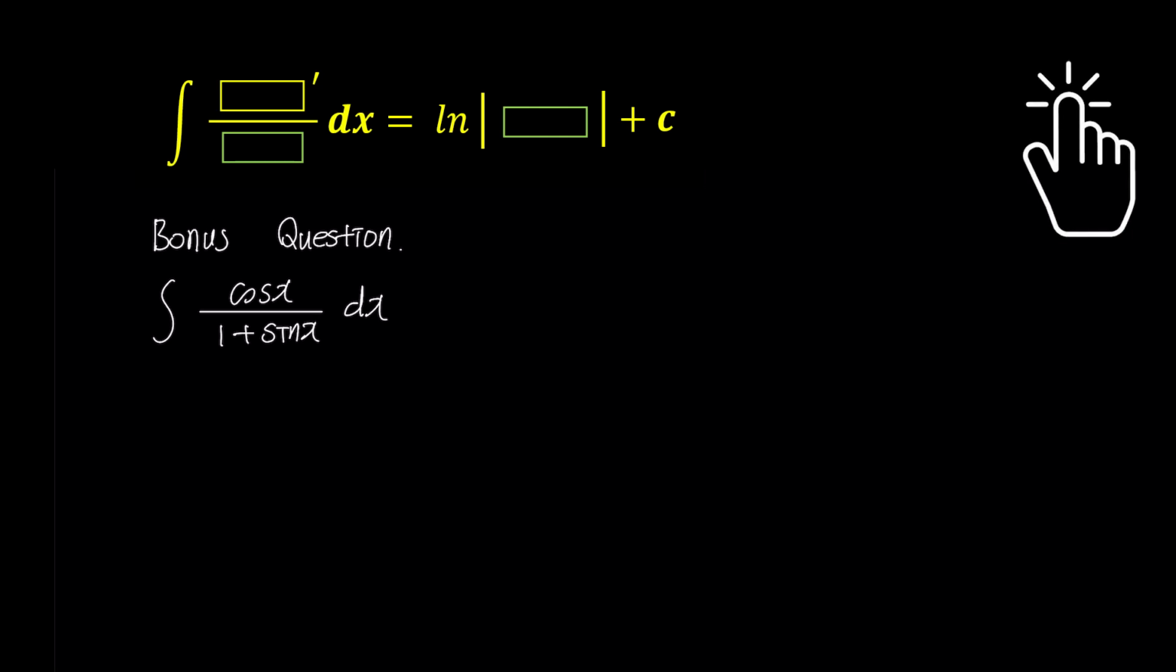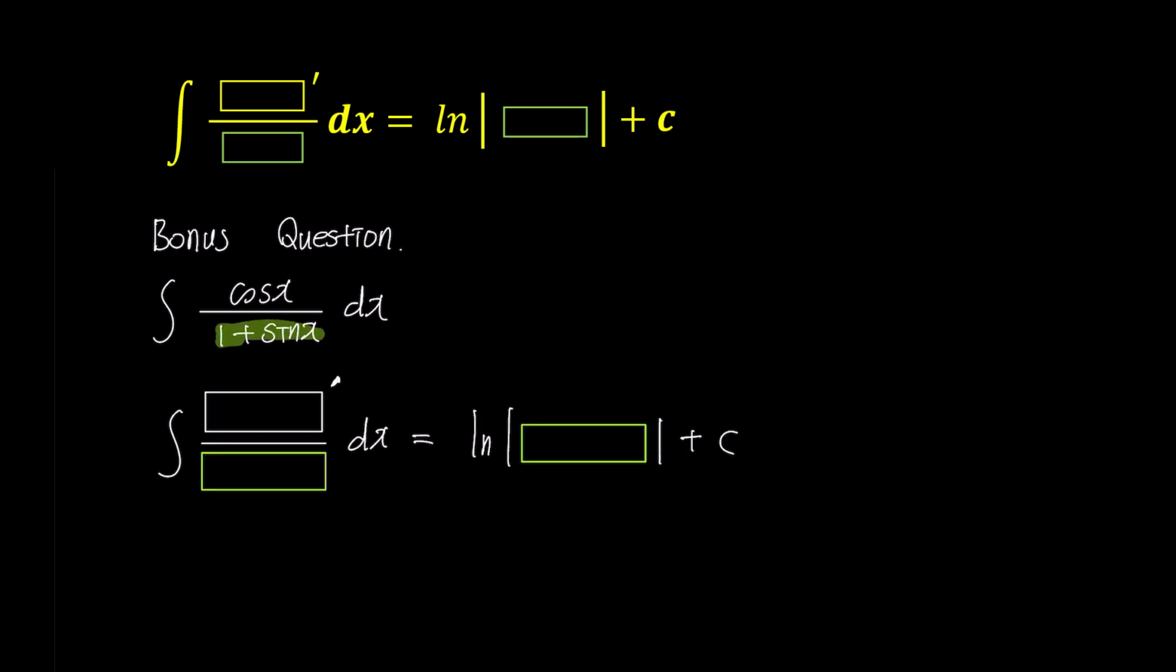Since the derivative of denominator 1 plus sine x is the numerator cosine x, we'll put 1 plus sine x in the green box of the denominator and cosine x in the numerator. Then the answer is ln of 1 plus sine x, plus c.